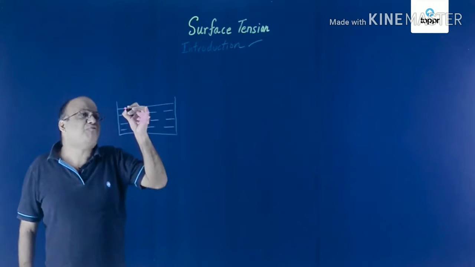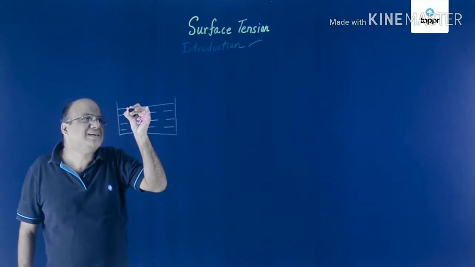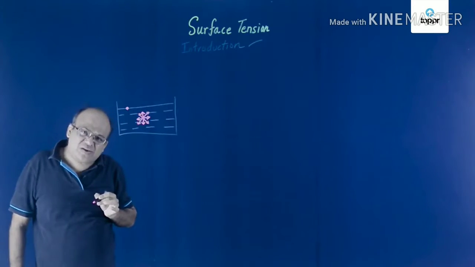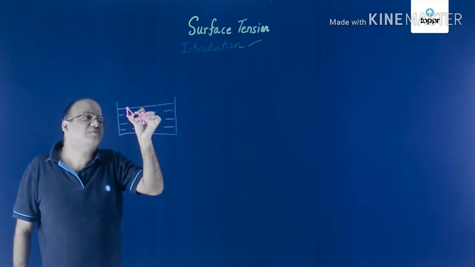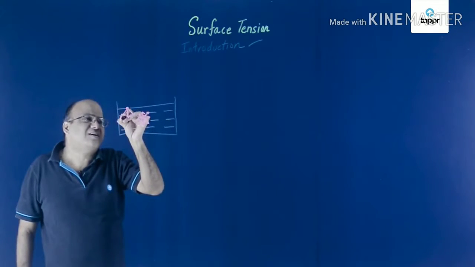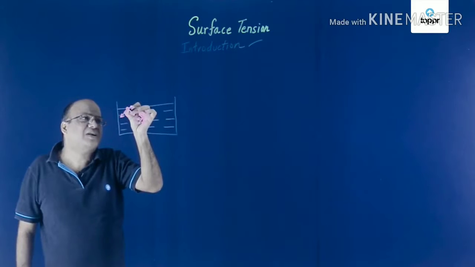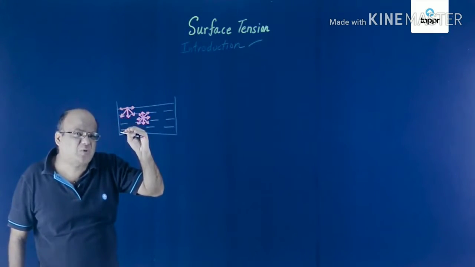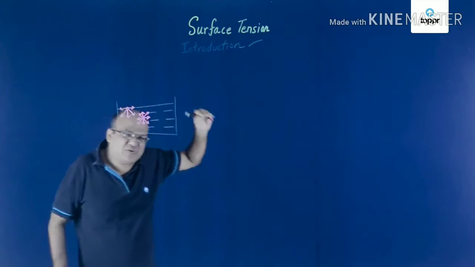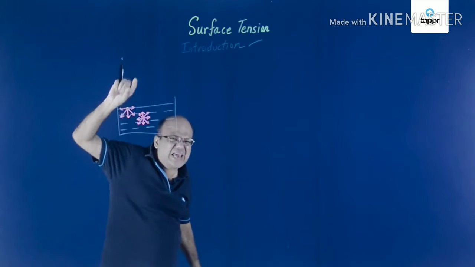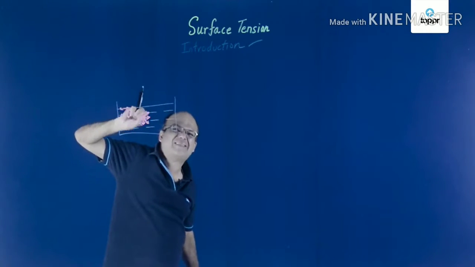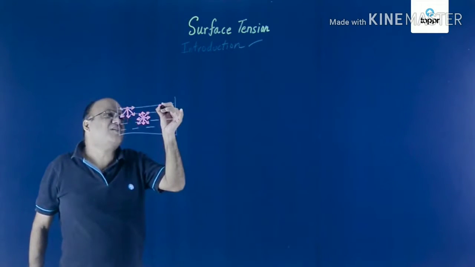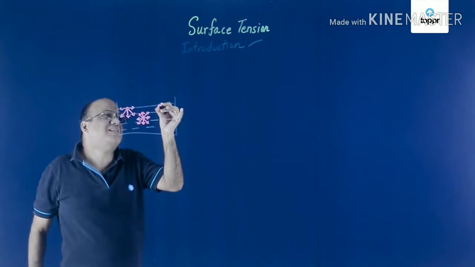But if we consider a molecule here at the surface of the liquid, some molecules are below which are pulling it this way. Some molecules are here which are pulling it this way. Some molecules are pulling it this way. But there is no molecule that is pulling it up. Therefore, a molecule at the surface is drawn into the volume of the liquid. So this molecule wants to go inside the liquid. So whatever molecules are at this surface, they want to go inside the liquid.